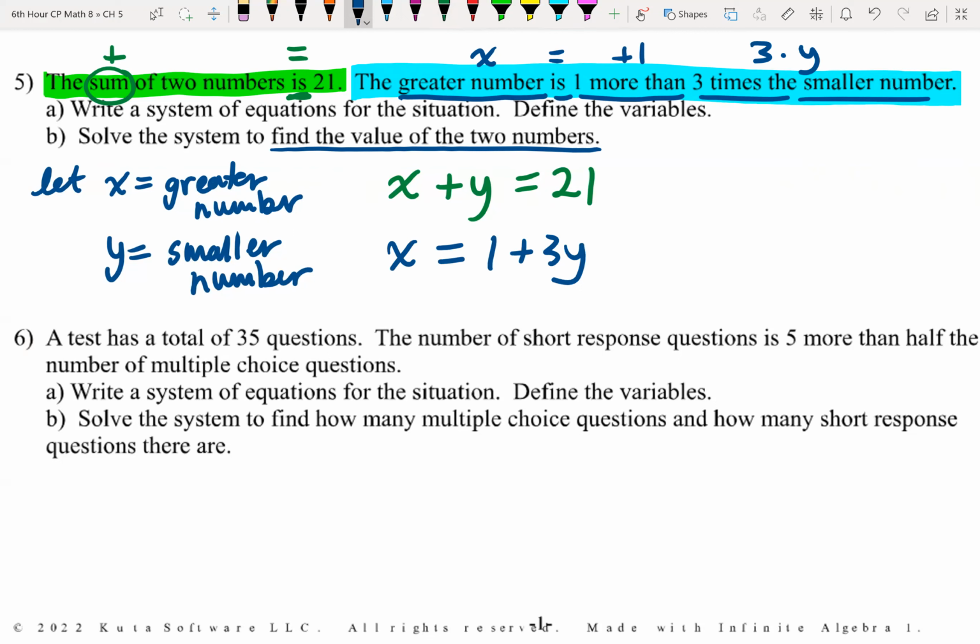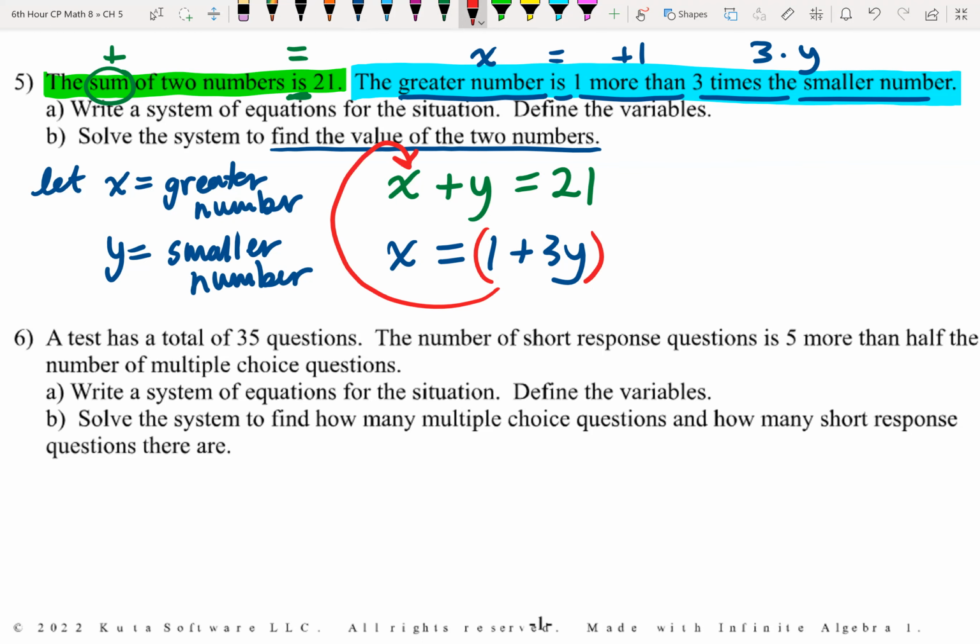So pause for a moment and think, how are you going to solve this? Substitution would be great because x is alone. Wrap it in parentheses and substitute it in place for x right there and finish solving this system with your group. Don't forget to check your solutions. Taking a look at number 6.